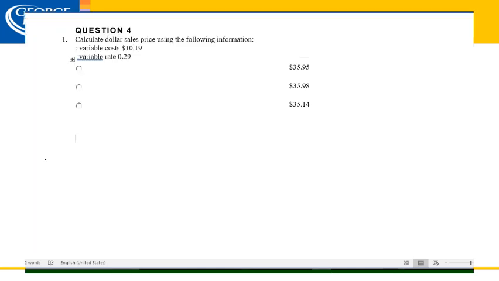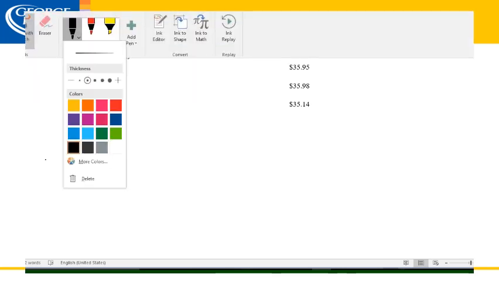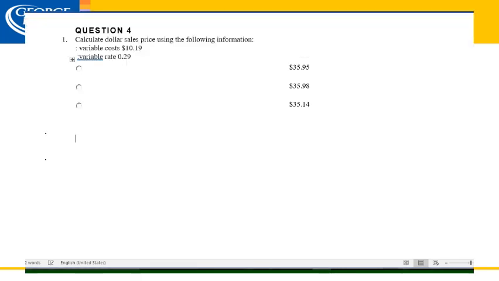Okay, so this question, we're being asked to calculate the dollar sales price using the following information. Our variable costs of $10.19, I imagine this is per unit, and a variable rate of 29 cents. Now, if we think about it, our variable rate is equal to our variable costs divided by our sales.